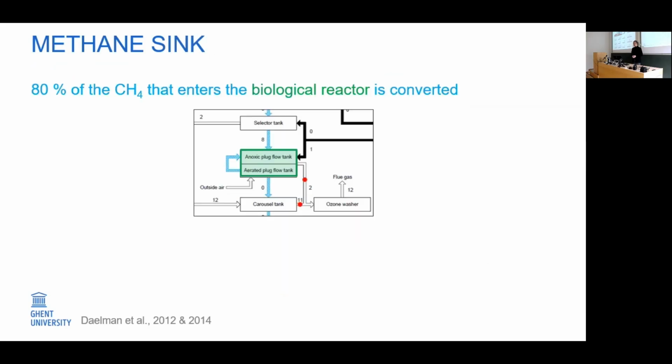A very interesting finding is that we also saw that there was a methane sink in the process. 80% of the methane that entered the biological reactor was converted, disappeared. And this was done biologically through methane oxidizing bacteria.